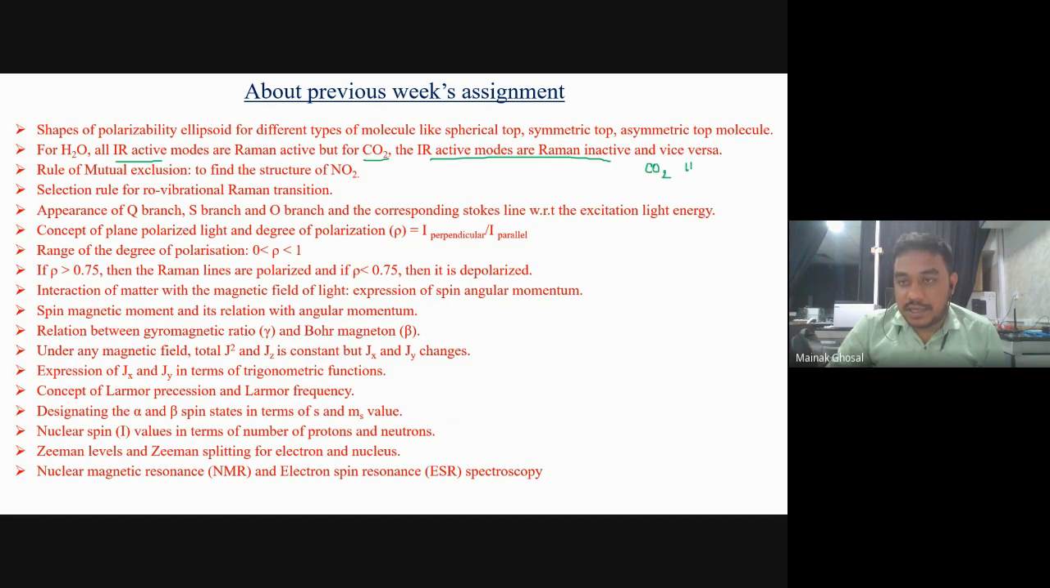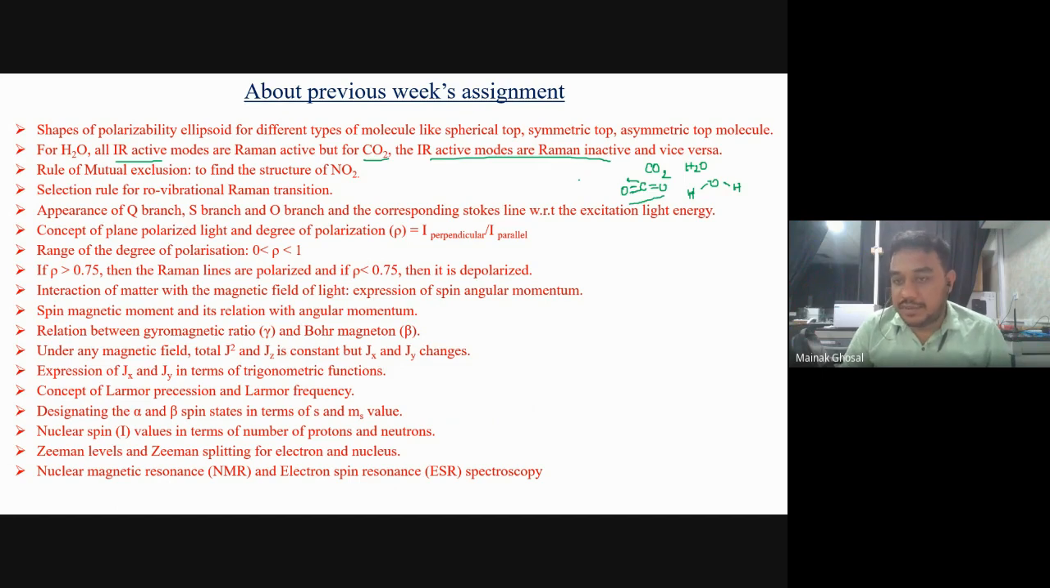Okay, it was also discussed that the carbon dioxide structure is O double bond C double bond O, and the water structure is like this. The main difference here is that carbon dioxide is a centrosymmetric molecule. That is, it has a center of symmetry. So in this case, it will follow the mutual exclusion principle. What is the mutual exclusion principle? That means your Raman active modes will be IR inactive, and IR inactive modes will be Raman active. So this was the mutual exclusion principle.